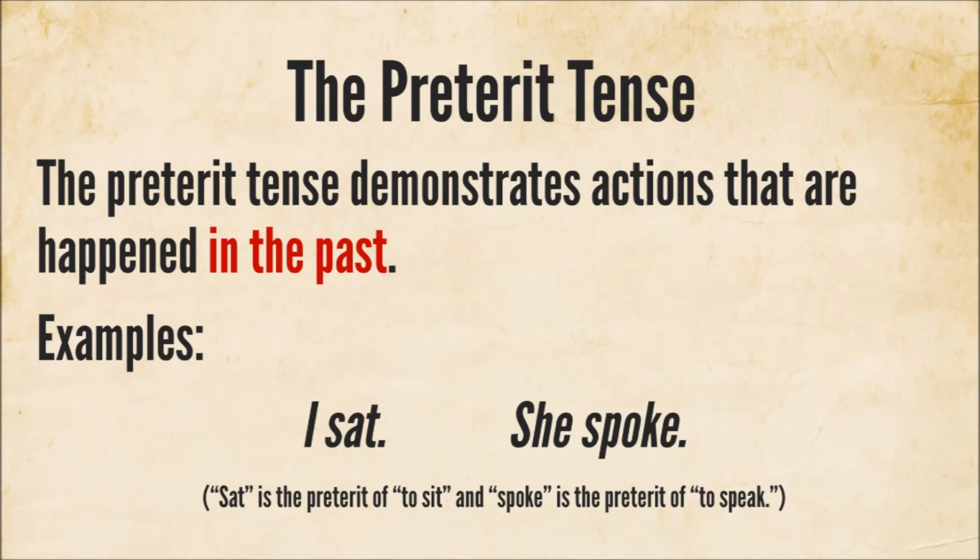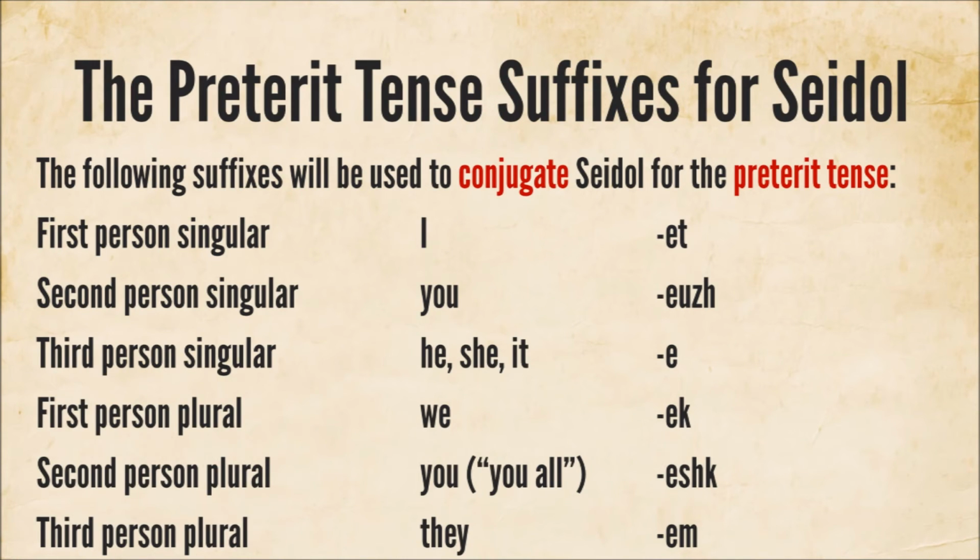Okay, the second tense that we'll be going over in this video is called the preterit tense. The preterit tense is the past tense, more simply. It demonstrates an action that has happened in the past. So examples in English include "I sat" or "she spoke," and these actions occurred before the speaker is making note of them. So the conjugations in Seidol will follow the same pattern as the present tense.